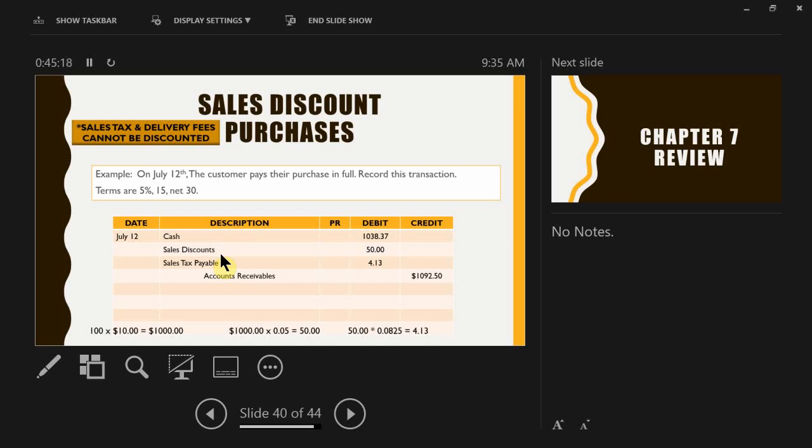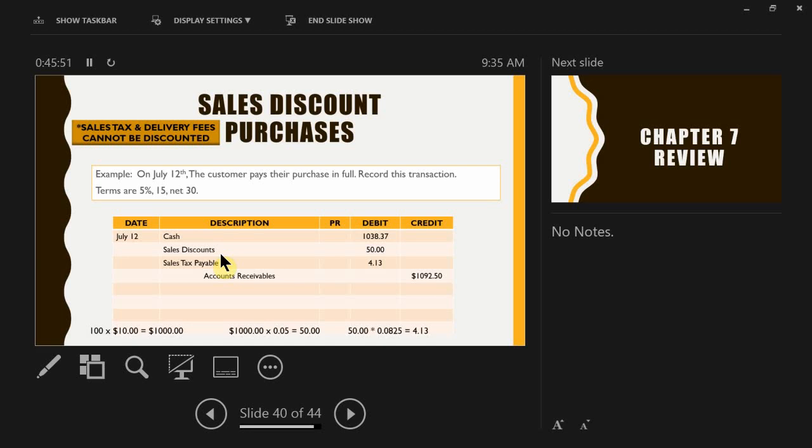This number, the 1038.37, is the discounted amount. And the discount is less the shipping cost and the tax. I'm sorry, less the discount, and the tax only on the sales price, right? Yes. So you took it out and then you put it back in. The 1038.37 is the amount less the sales discount and the tax, right?